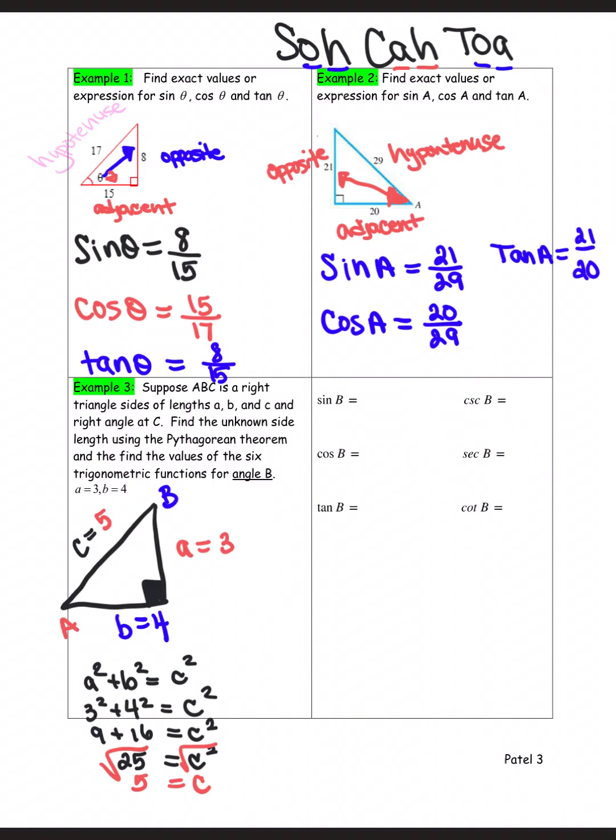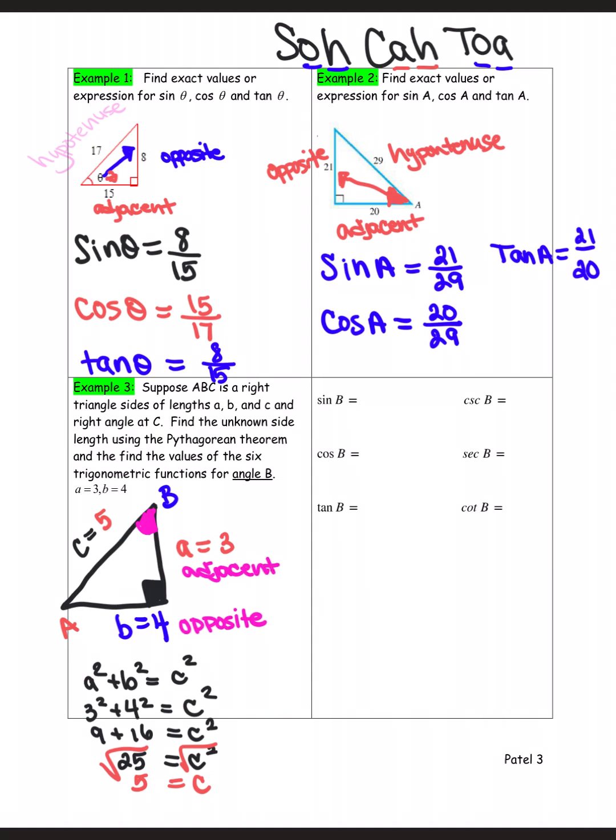So now we're looking in terms of sine of B. So we are using angle B. So everything has to be in relationship to angle B. So we know that opposite of angle B is side B. So side B is my opposite. And adjacent to side B is side A, which is adjacent. And then our hypotenuse is C.